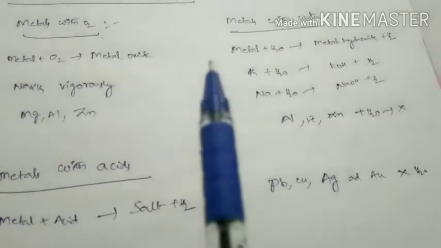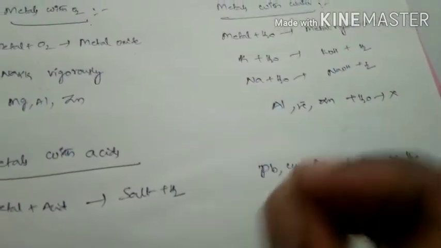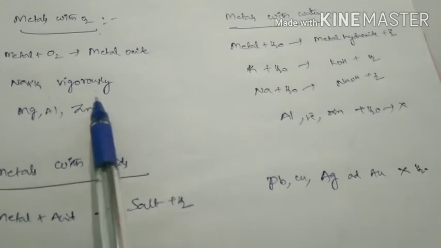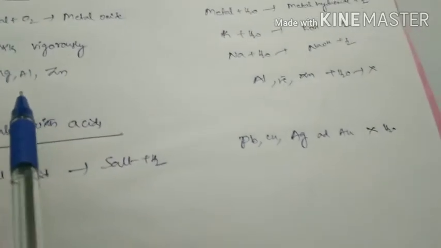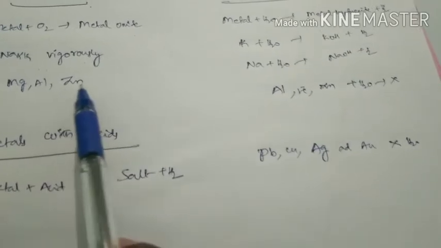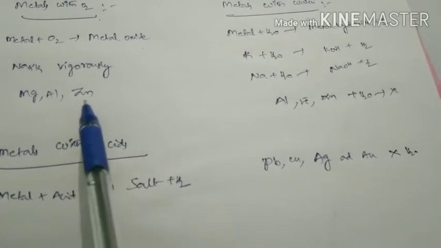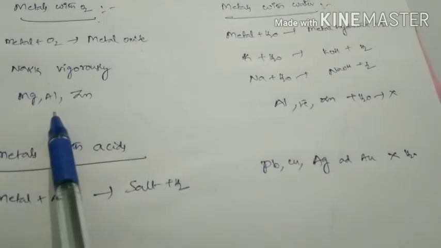So one question is there: why are sodium and potassium kept under kerosene? The answer is, because they react vigorously with oxygen. Next, one more point. Magnesium, aluminum and zinc, when they react with oxygen, form their respective oxides.